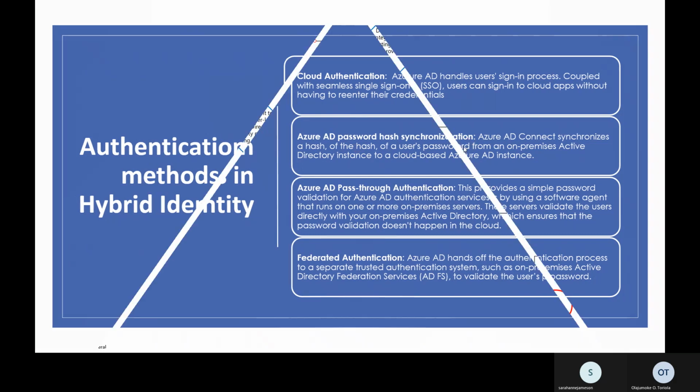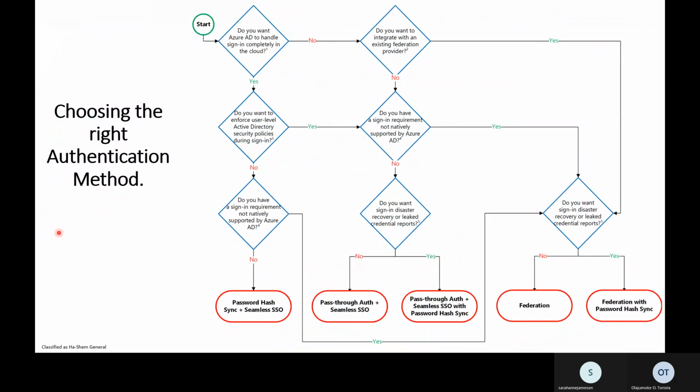So moving forward, how do you choose the right authentication method? This is a question that people ask most times. If you start from here, the first question is: do you want Azure AD to do the sign-in completely in the cloud? If the answer is yes, you move to the next place, which asks: do you want to enforce user-level Active Directory security policies during sign-in? And if the answer is yes, you move on to this.